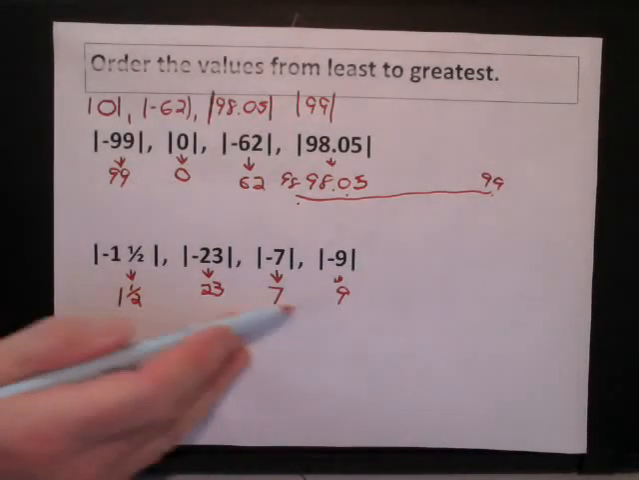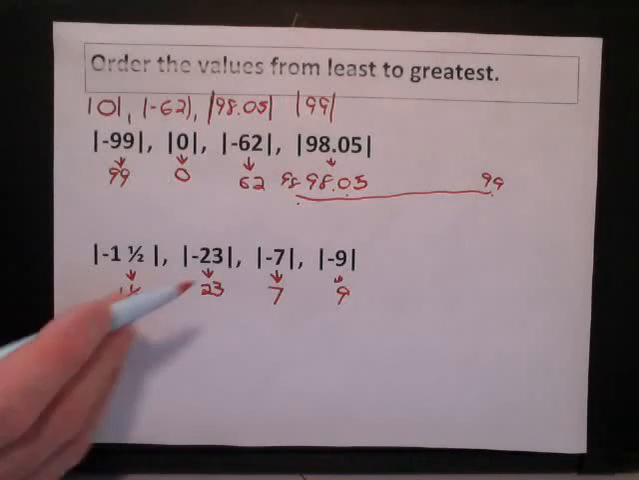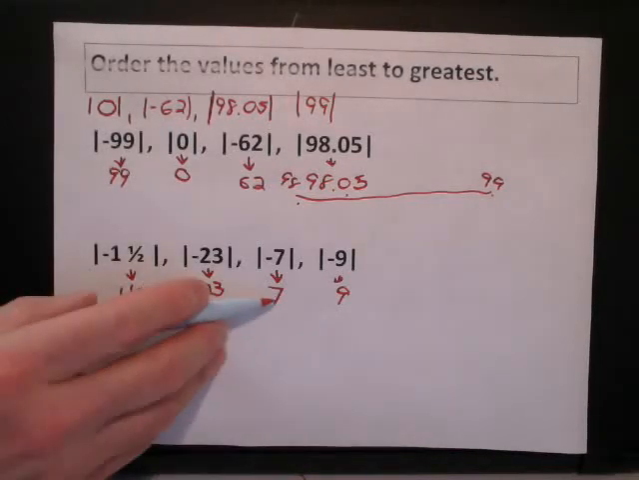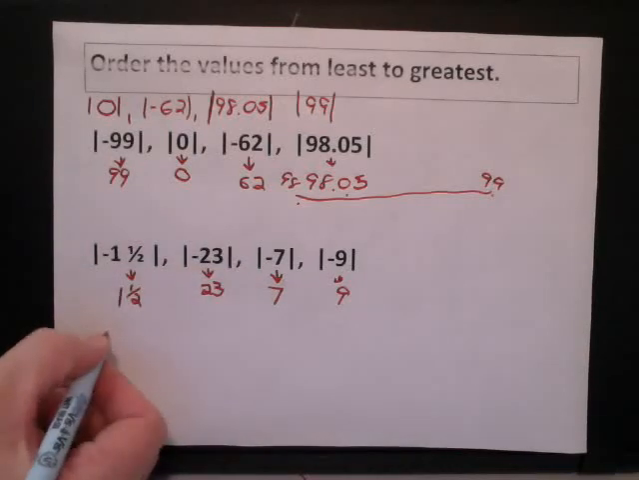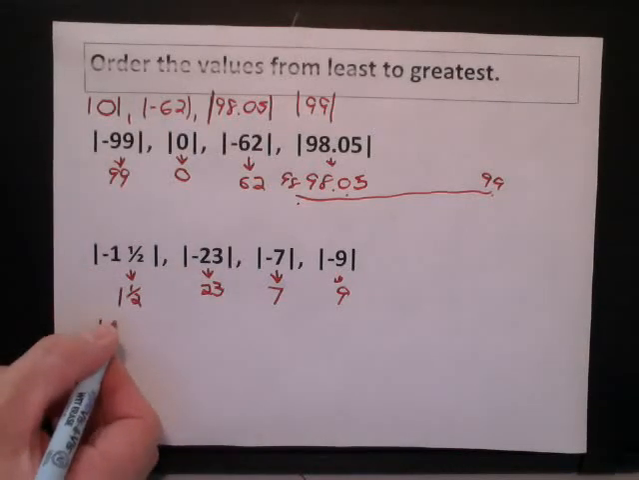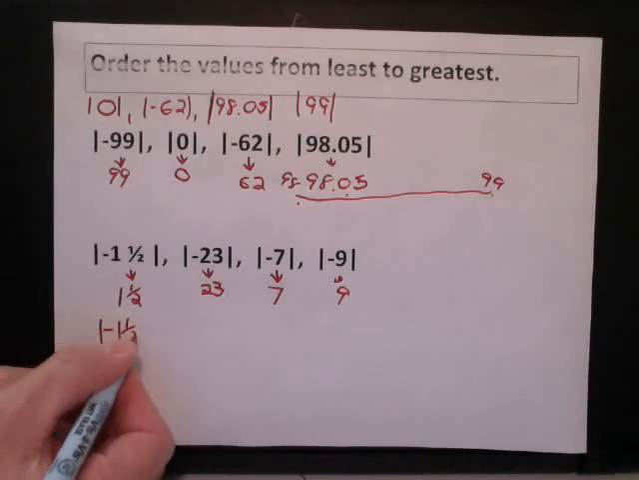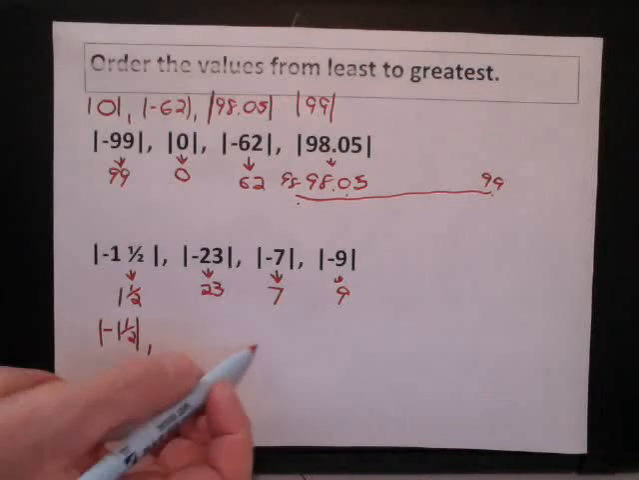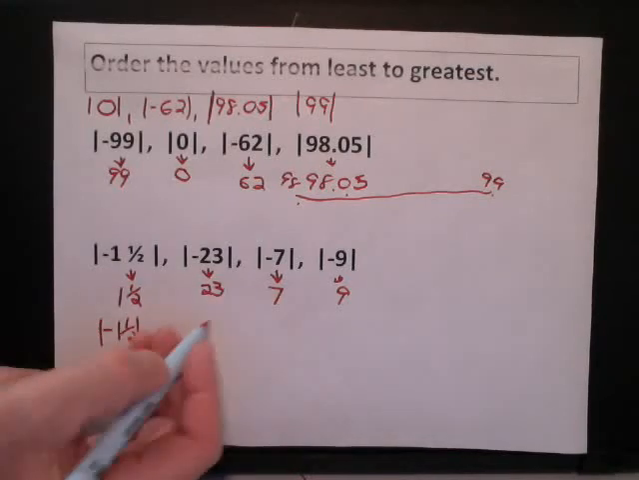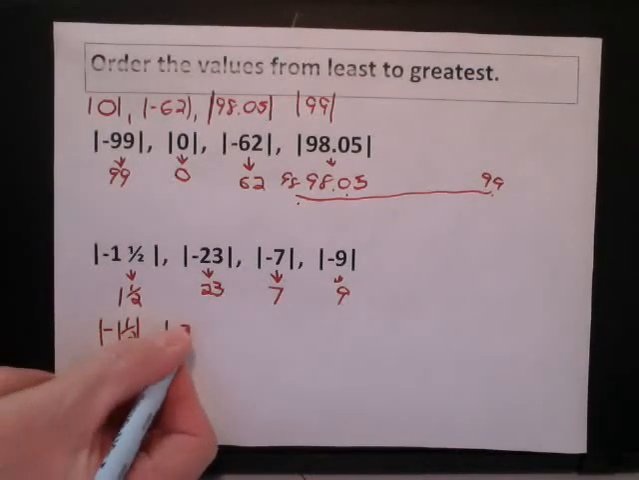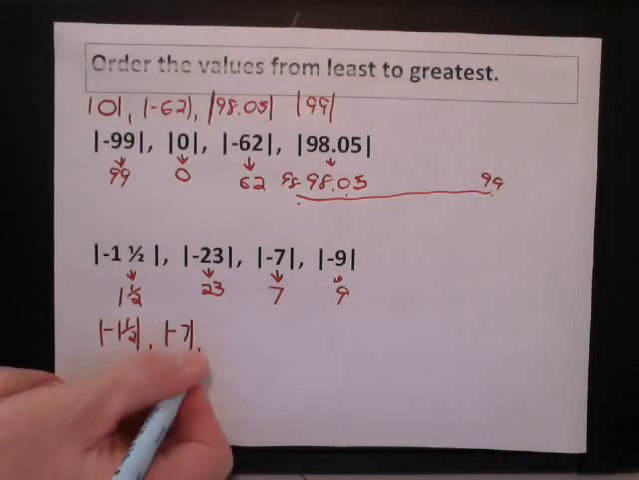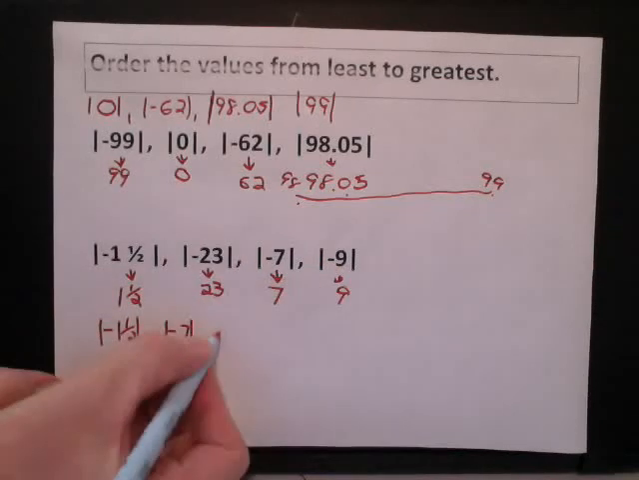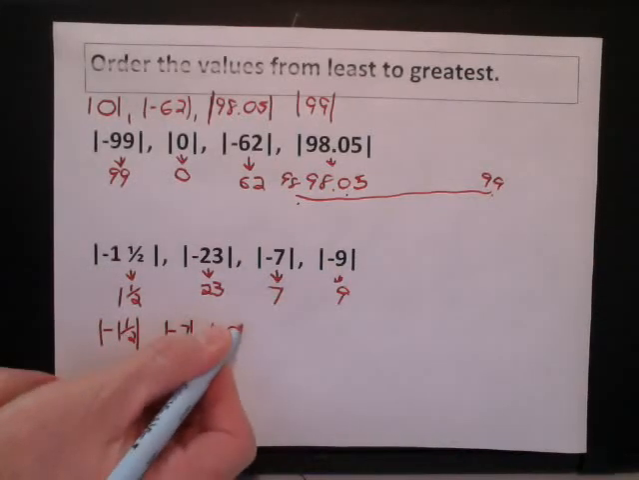So now we have all positive numbers to order from least to greatest. And obviously 1, the whole number 1, is lower than 23, 7, and 9. So our lowest absolute value would be the absolute value for negative 1.5. Then our next lowest one is the absolute value for negative 7. So we're going to write negative 7 absolute value. And that is followed by negative 9's absolute value. So we're going to write the absolute value for negative 9.